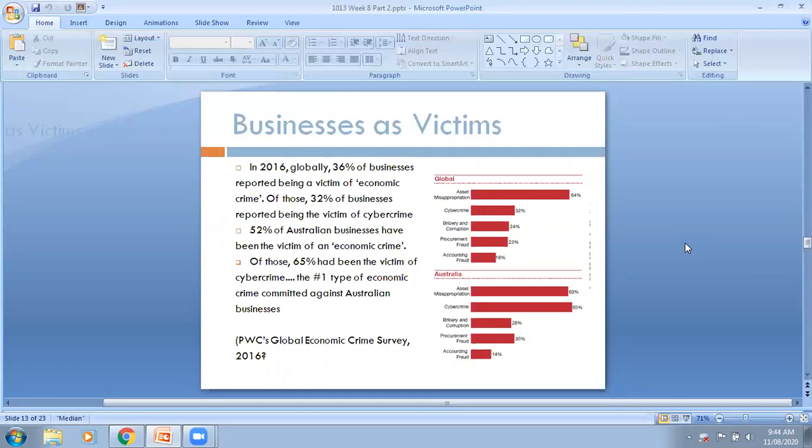What do you think? We are high consumers and early adopters of technology. So are we just better at detecting it here and people are more willing to report? And that way it shows that our cybercrime is higher than misappropriation, asset misappropriation or theft. By the way, it's significant.